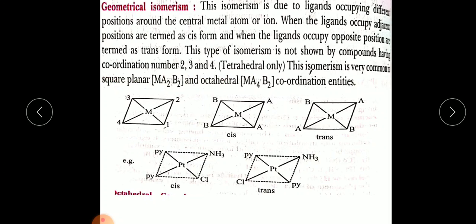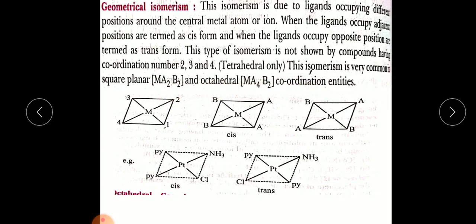Finally, geometrical isomerism. This isomerism is due to ligands occupying different positions around the central metal atom or ion. When the ligands occupy adjacent positions, it is termed the cis form, and when the ligands occupy opposite positions, it is termed the trans form. This type of isomerism is not shown by compounds having coordination number 2, 3, 4. This isomerism is very common in square planar and octahedral complexes.